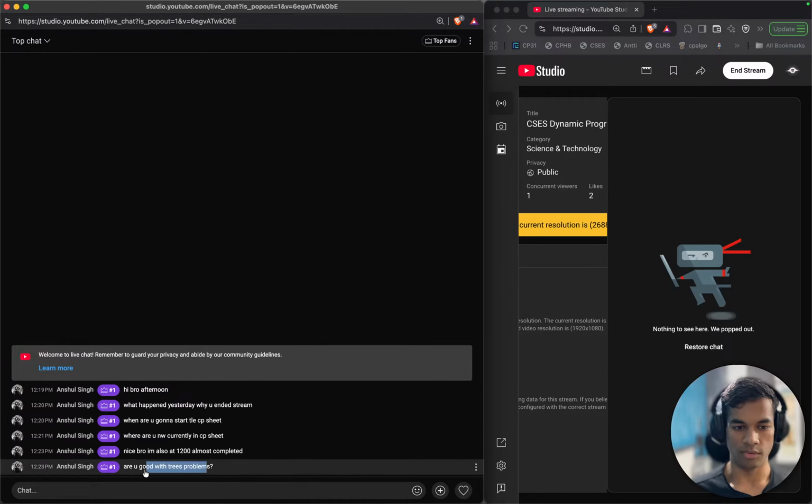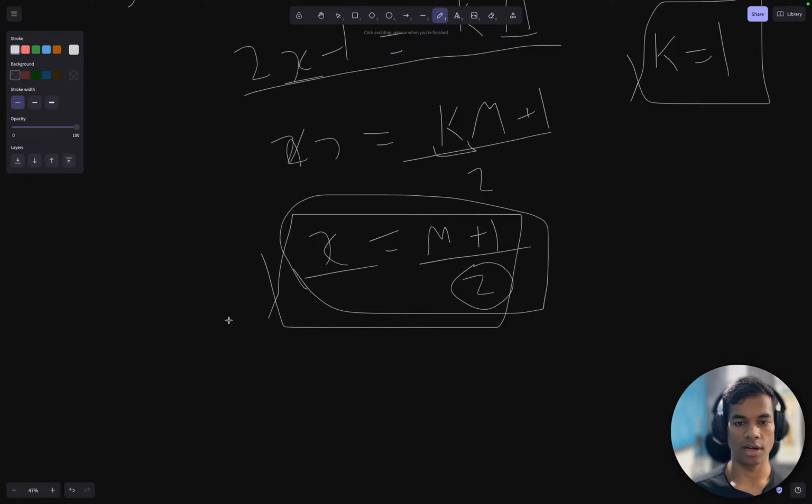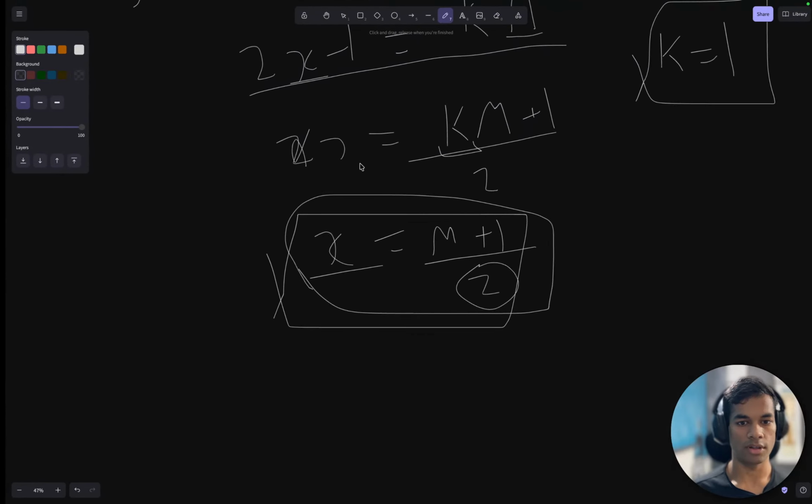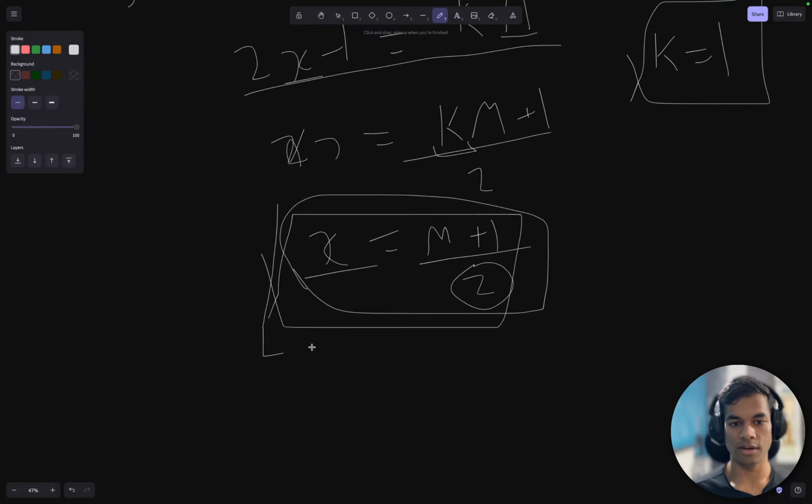No, I'm not really good with tree problems. I haven't read about trees a lot. I've only read in graphs the first 2 chapters in the graph section in Competitive Programmer's Handbook. That is all the material that I have read on graphs. So I would have to work on that.